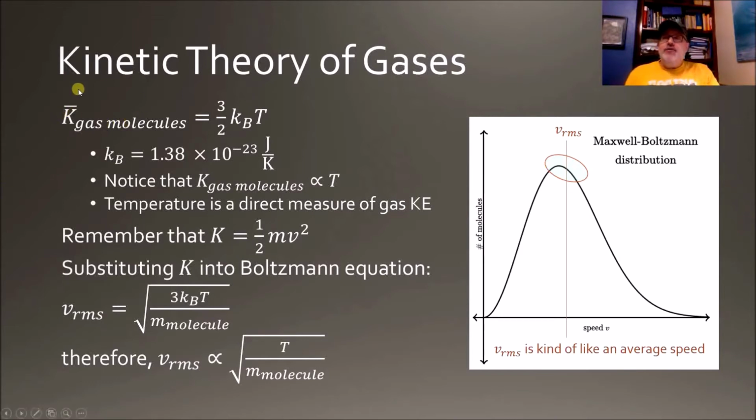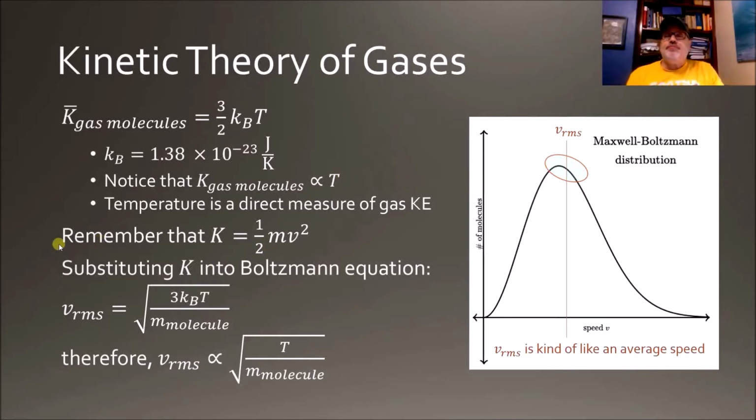The average kinetic energy of the gas molecules is equal to 3/2 kBT. kB, remember, is Boltzmann's constant, and 3/2 is a constant. So T is the only variable on the right. That means that the kinetic energy of the gas molecules is proportional to the temperature. So the temperature of an object is a direct measure of the motion, the kinetic energy of the molecules.